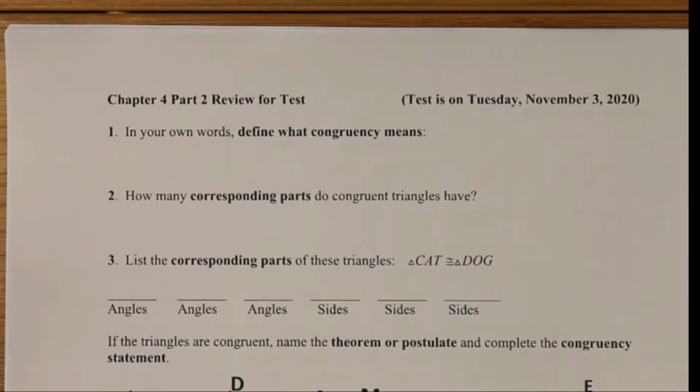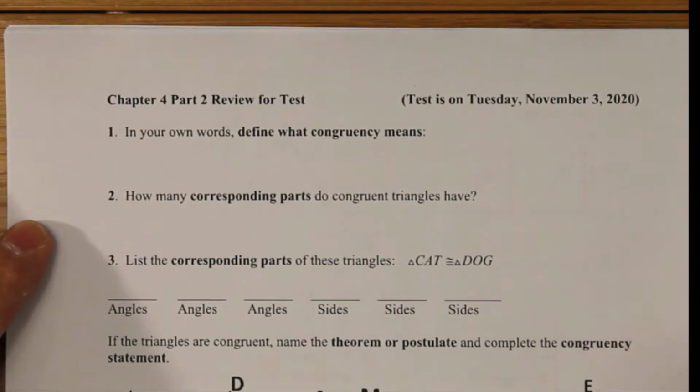This is chapter 4, part 2. So this deals with the congruent triangles, including the parts that are congruent. It has the side, side, side; side, angle, side; angle, side, angle; angle, angle, side; and hypotenuse leg.